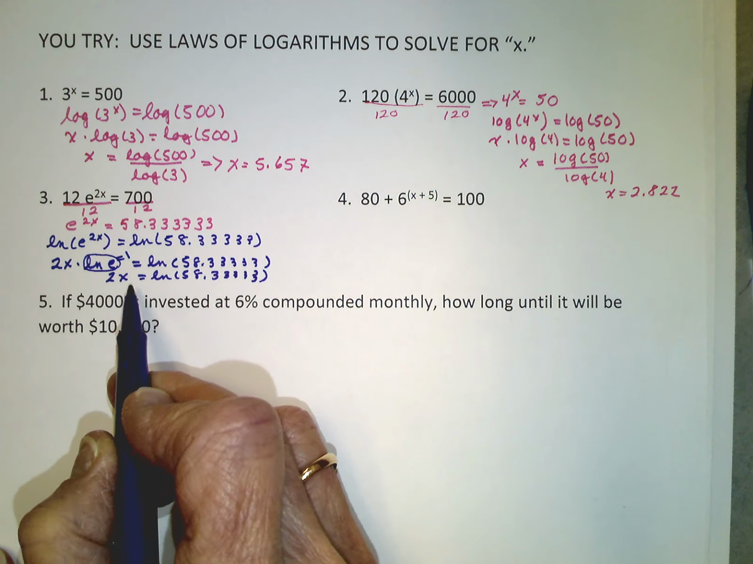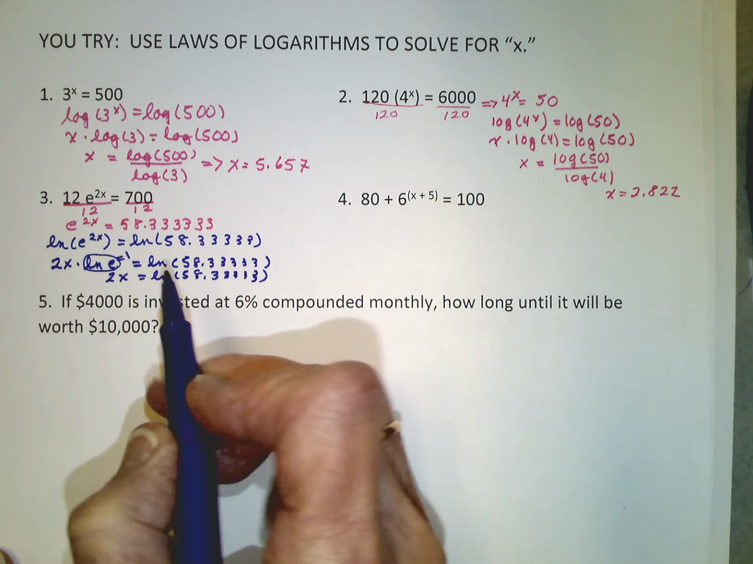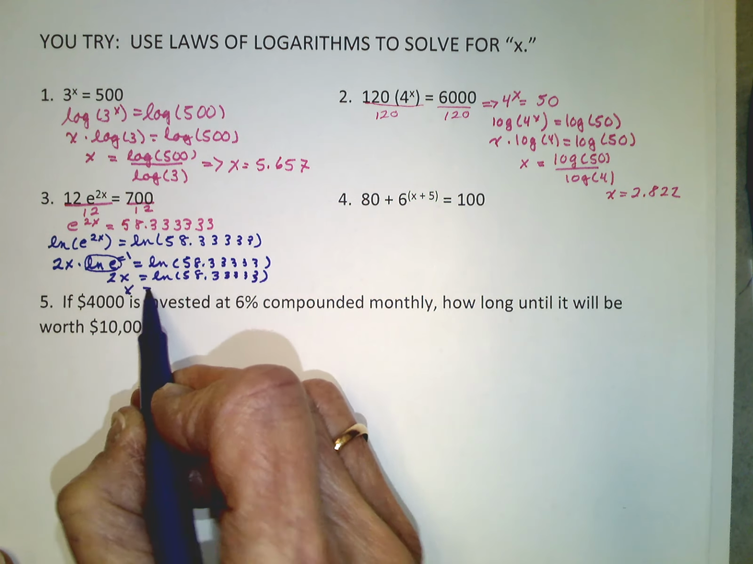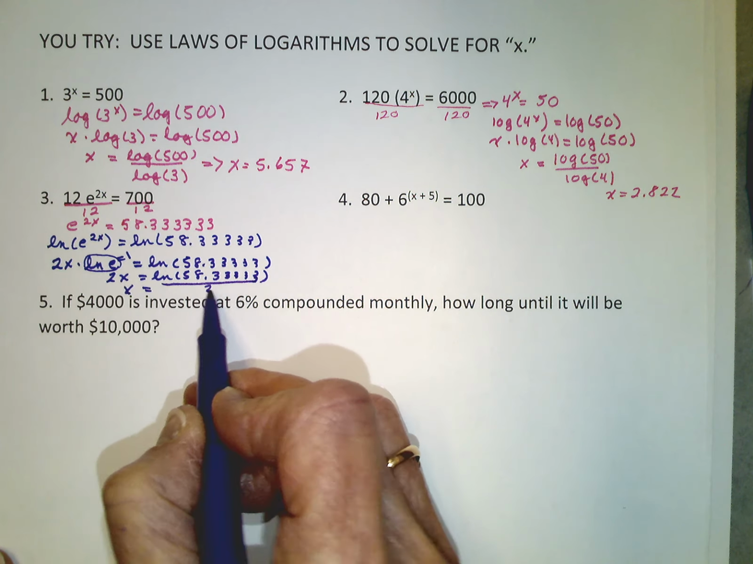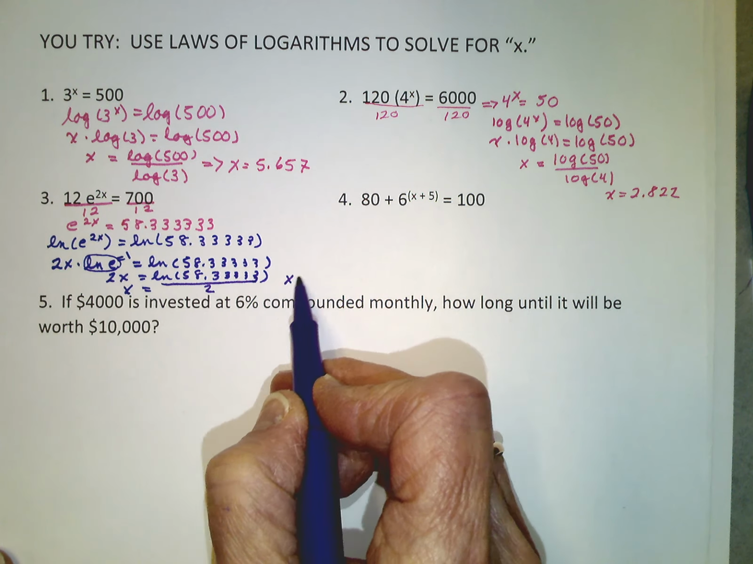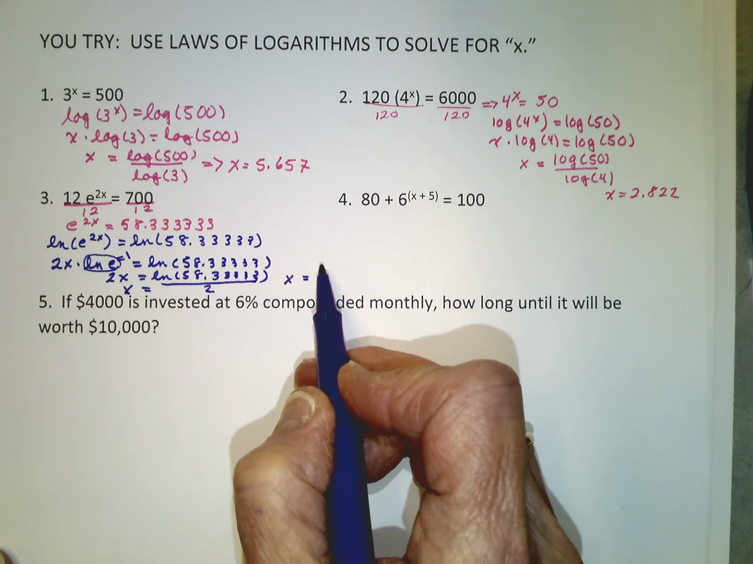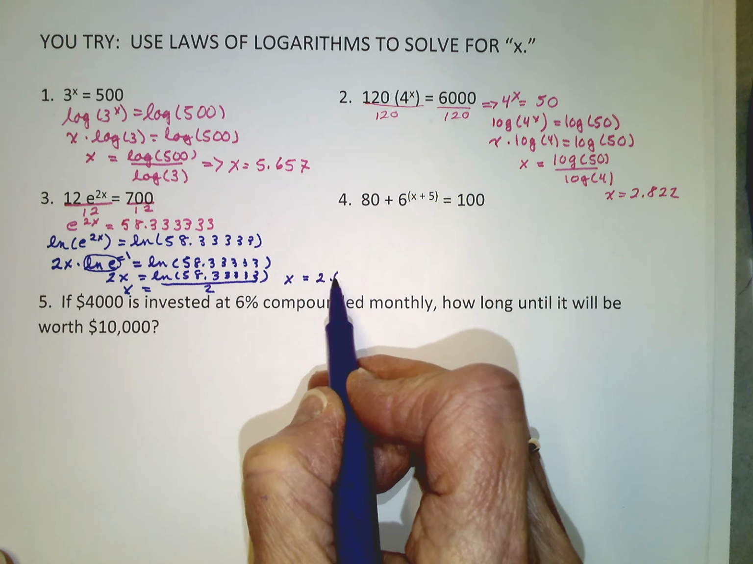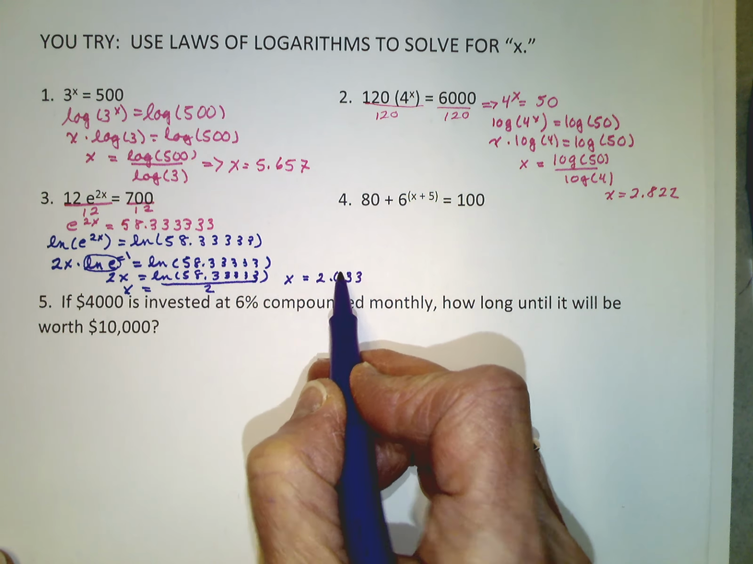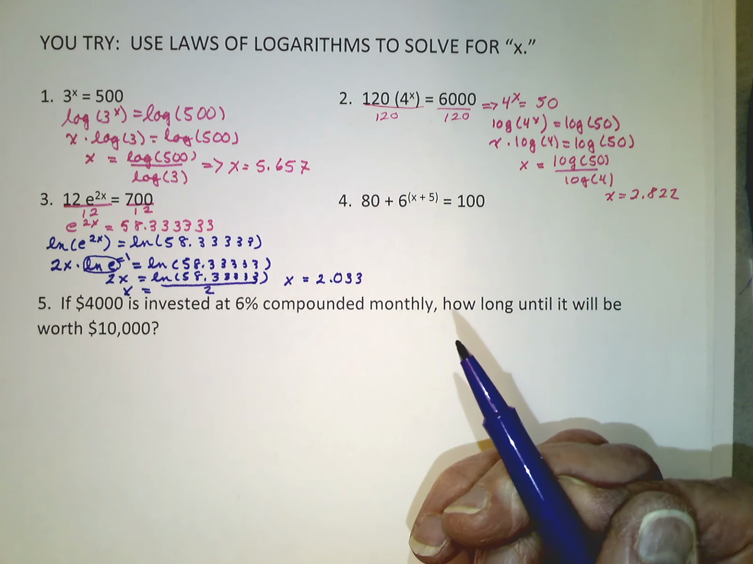Well, you can divide this side by 2 in your head. And we have all of this divided by 2, which the calculator claimed was 2.033. And I took its word for it.